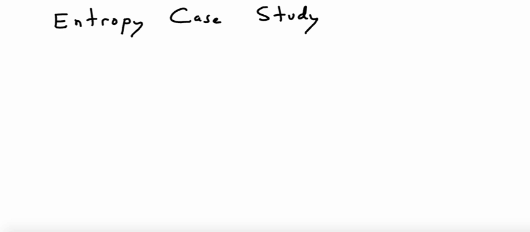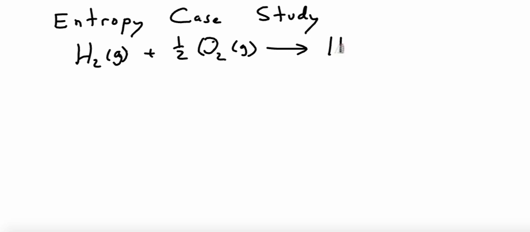Let's look at how entropy changes when a reaction occurs and how that affects the spontaneity of the reaction. So we'll start by looking at a specific reaction. Let's take a mole of hydrogen gas and half of a mole of oxygen gas and combine it to form water in liquid form. And let's imagine that we're going to do this at 25 degrees C.